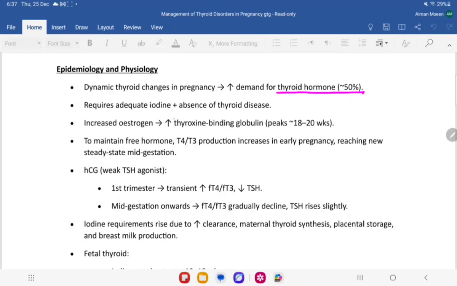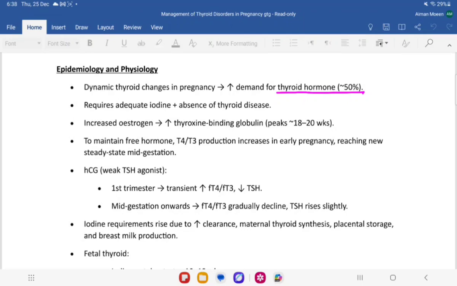When adequate iodine is present, and there is no hypo- or hyperthyroidism or subclinical hypothyroidism, a woman can tolerate this increased demand for iodine very well and cope with the pregnancy. But if the demand is already increased in pregnancy by 50%, and there is iodine deficiency, the disease can become overt. If it is subclinical before the pregnancy, it would be evident in the pregnancy.